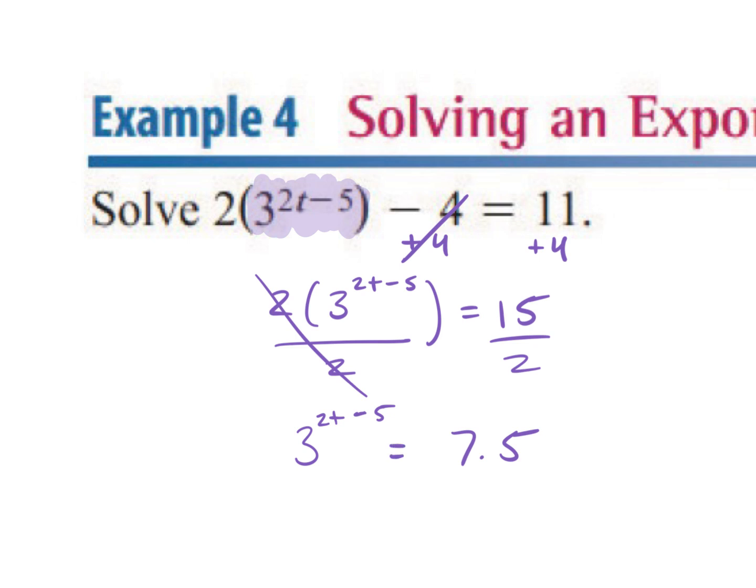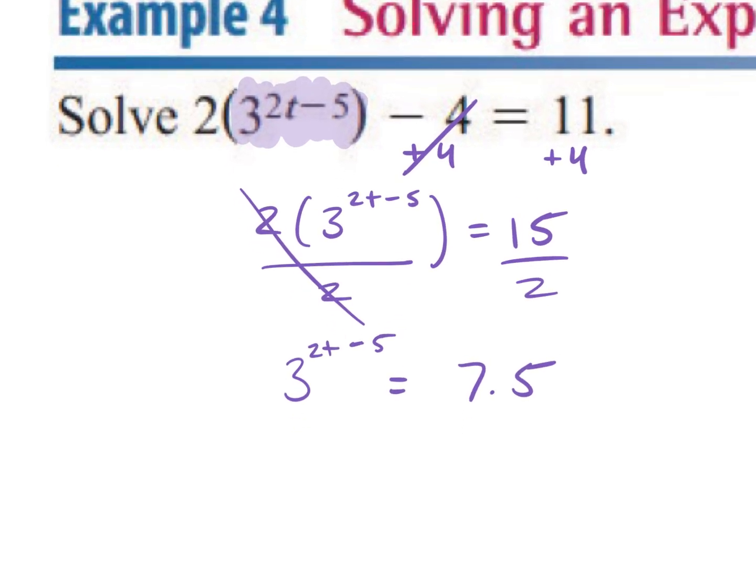How do we get rid of the x or the t from the exponent? If we have exponents, what do we use to solve? We're going to use logs to solve. What's the base of my log going to be? 3. Whatever the base of your number with the exponent, that's going to be the base of your log. So we're going to take the log base 3 of both sides.